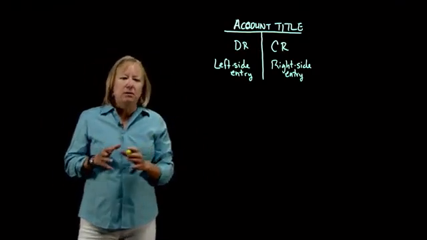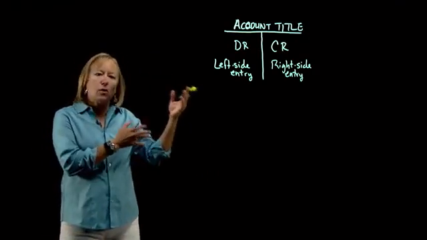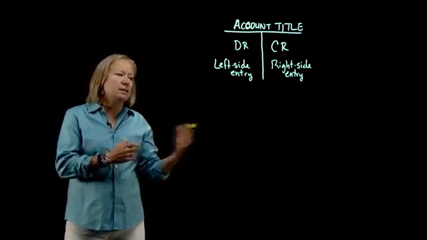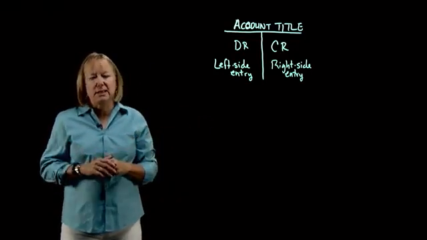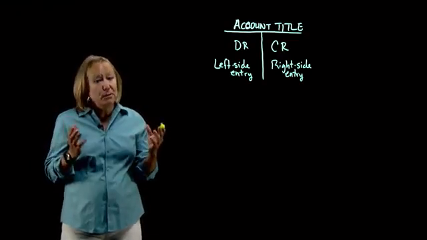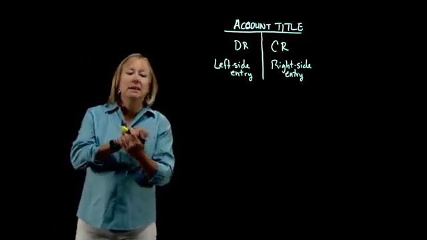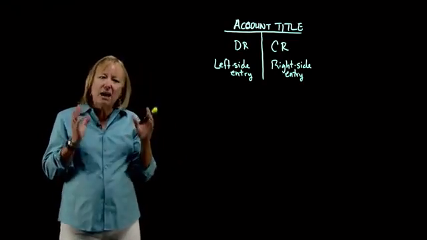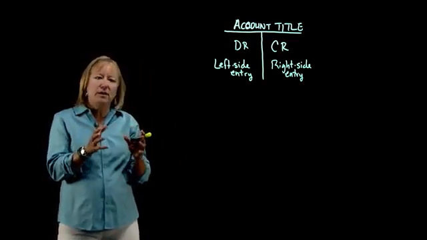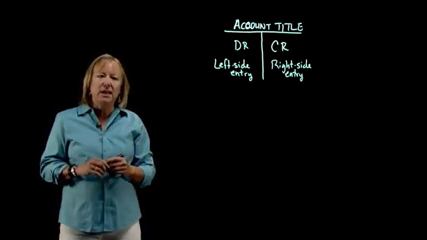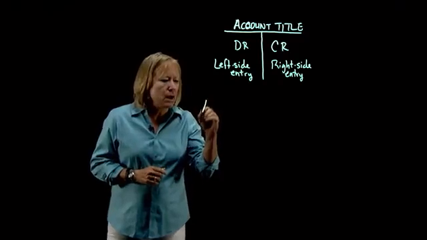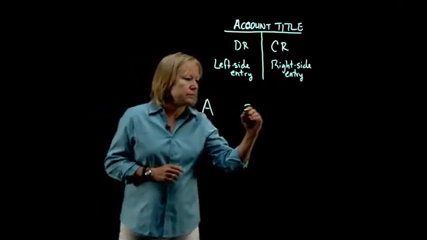Now for some accounts, the left side entries or the debits are increases, while the credits and the right side entries are decreases in the account. But for some other accounts, it's completely the other way around. Isn't that confusing? So how do you know? How do you know whether the left side is an increase or a decrease in the account balance? Well, here's a trick. Remember our balance sheet equation.